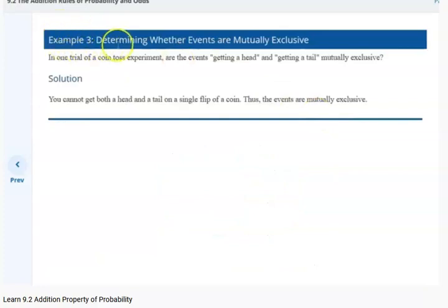Example 3. Determine whether the events are mutually exclusive. In one trial of a coin toss experiment, are the events getting a head and getting a tail mutually exclusive? And the answer is yes, they are, because you can only get one at a time. Now, if you're shaking two coins together, that would be something different. But again, we're looking at the specific question.